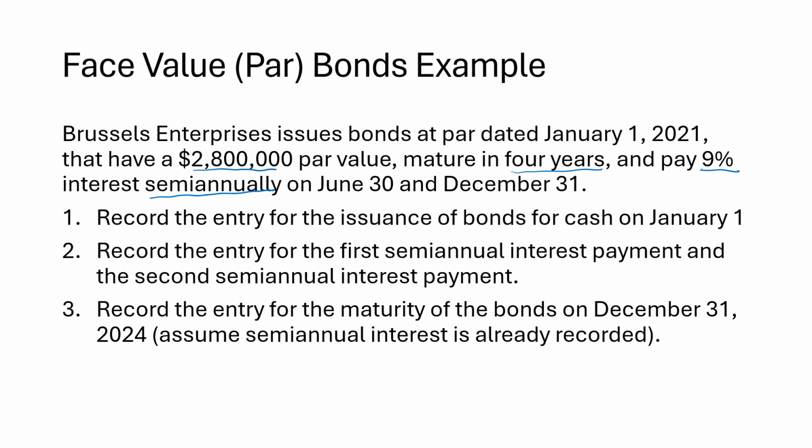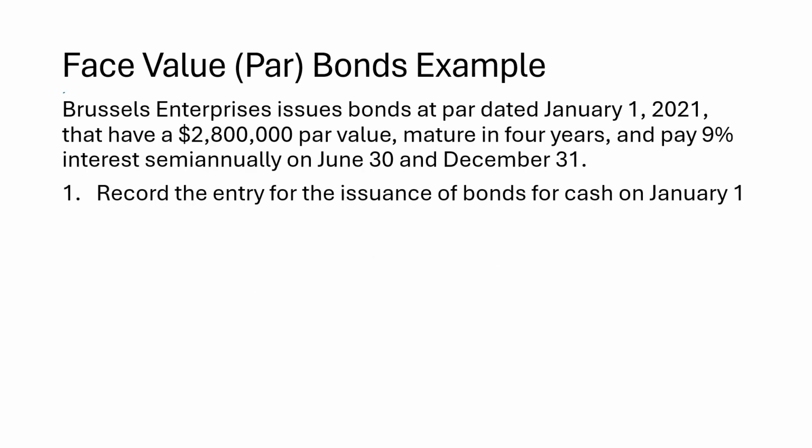I like to go through and underline the things that I know are important. The journal entries that we'll have to do for this example are the issuance, the first semi-annual interest payment, the second semi-annual interest payment, and then finally the entry for the maturity of the bonds. So those are the different journal entries that we'll be looking at. As a reminder, here is the information for the problem, and we're going to look at these one at a time.